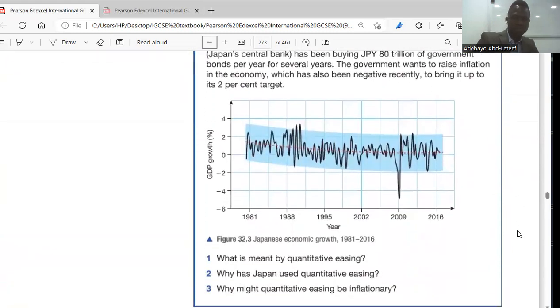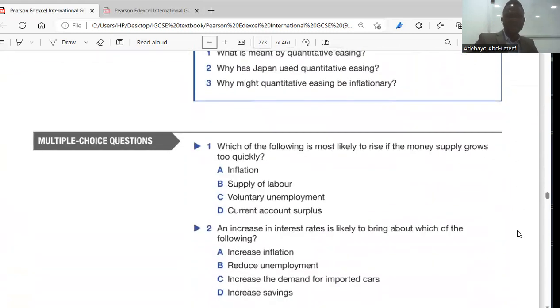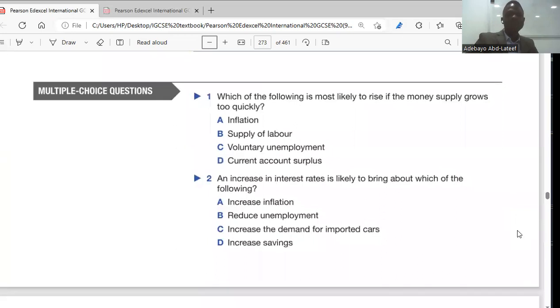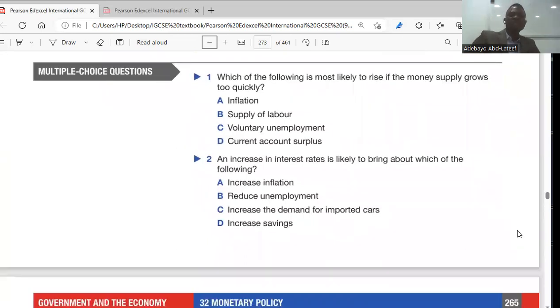So go on. Well, that's the end of our chapter 32. So we have this question. Let's read it together. The first question says, which of the following is most likely to rise if money supply grows too quickly? Inflation rates. The second one: an increase in interest rates is likely to bring about which of the following? It will increase savings. Yes or no? So that's the end of chapter 32. Thank you.